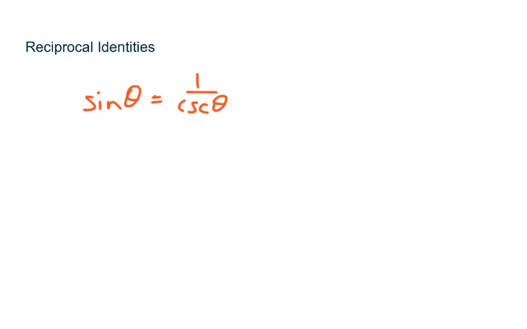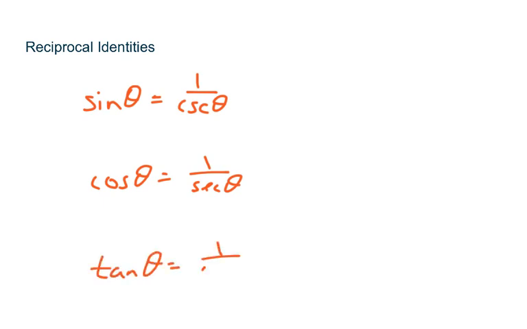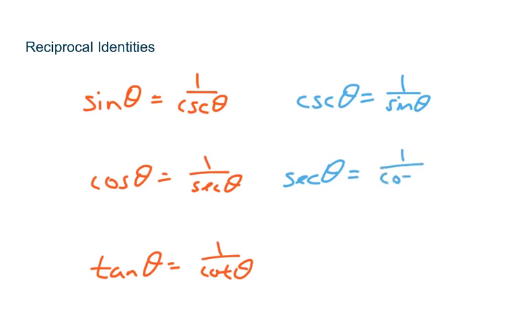So the sine of theta is equal to 1 over the cosecant. The cosine of theta is equal to 1 over the secant. And the tangent of theta is equal to 1 over the cotangent of theta. Now the companion ones, we can write them the other way around. The cosecant of theta is equal to 1 over the sine of theta. The secant of theta is equal to 1 over the cosine of theta. And the cotangent of theta is equal to 1 over the tangent of theta.